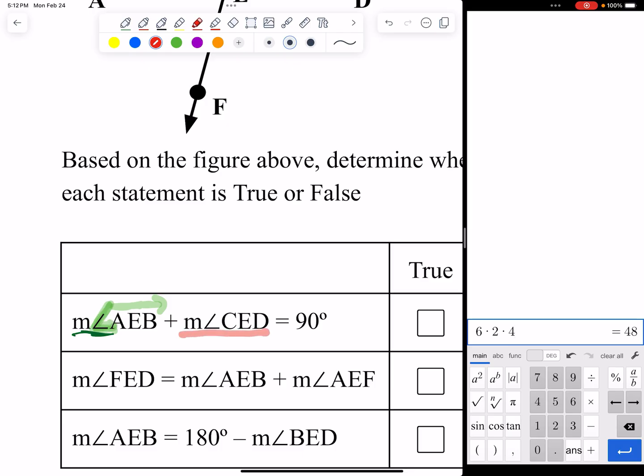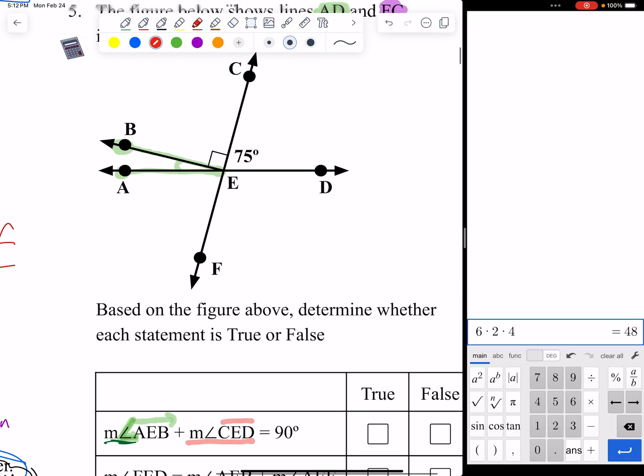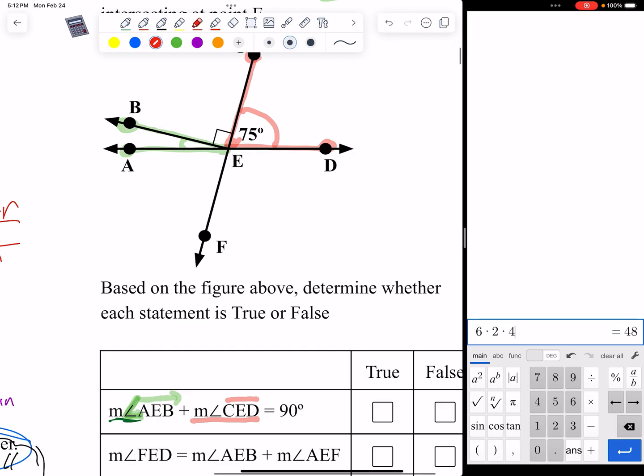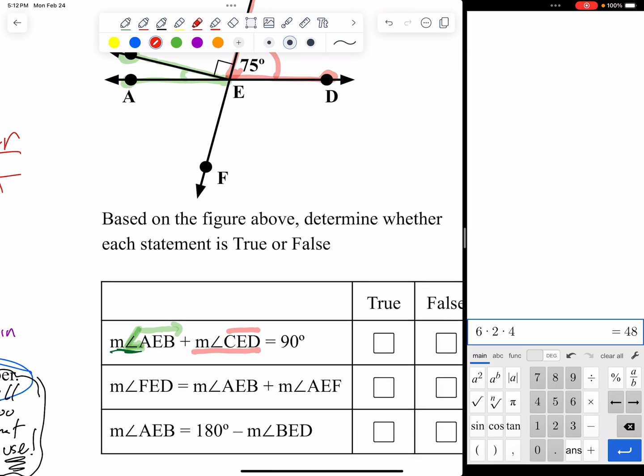plus this angle, CED. So I started at C. I went to E. I went to D. What angle is that one? That's 75. Okay. Is equal to 90. Okay, that's interesting. Is that true or false?